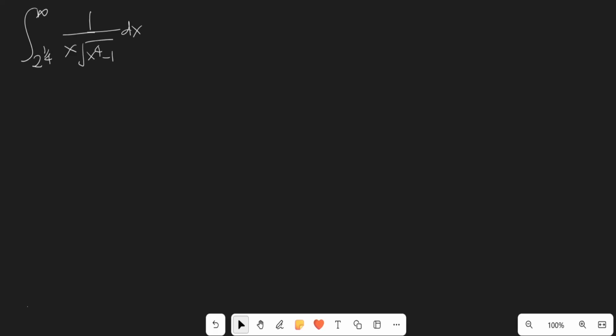So in this tutorial, we'll be looking at the integral from 2^(1/4) to infinity of 1 all divided by x times the square root of x^4 minus 1 dx.